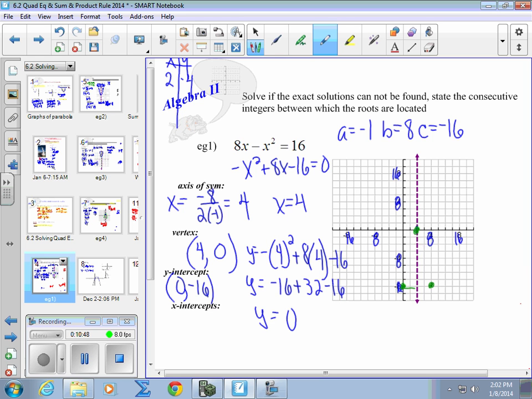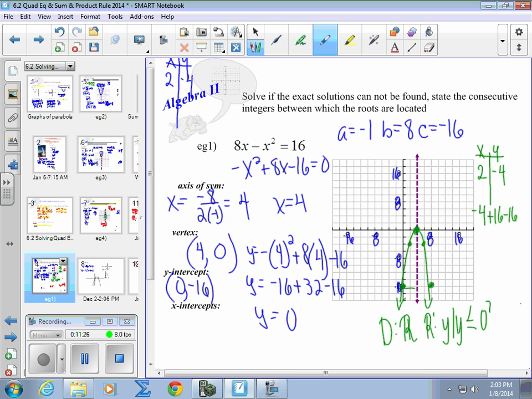The other thing we could do is just choose a point, like for instance, the number 2. We plug in 2, we get negative 4 plus 16 minus 16, so we get negative 4, and we have 2 and negative 4, which is right here. We have a curve that looks like this. The domain is made up of all real numbers, and the range is y such that y is less than or equal to 0.